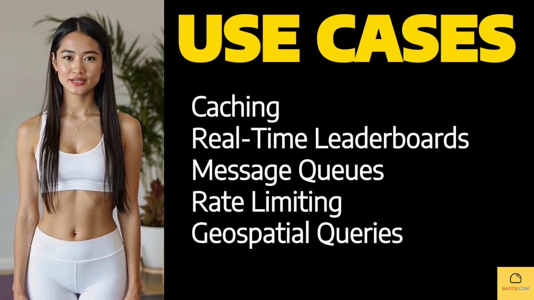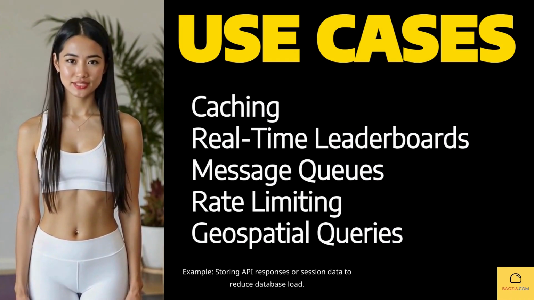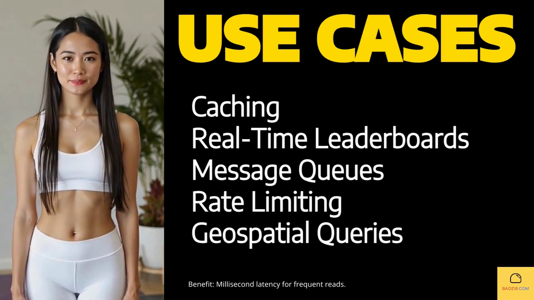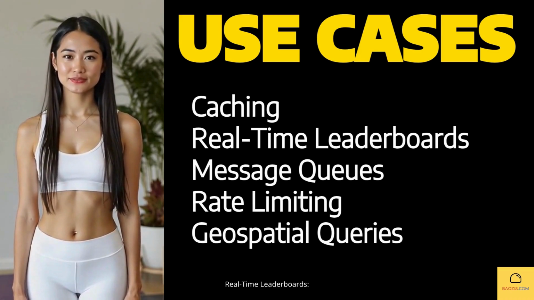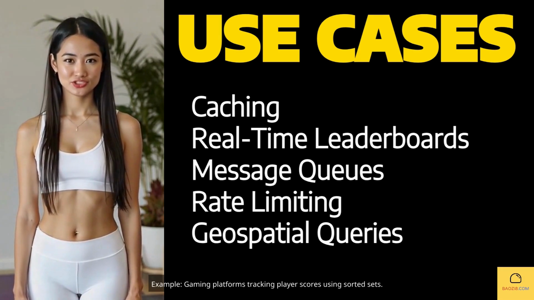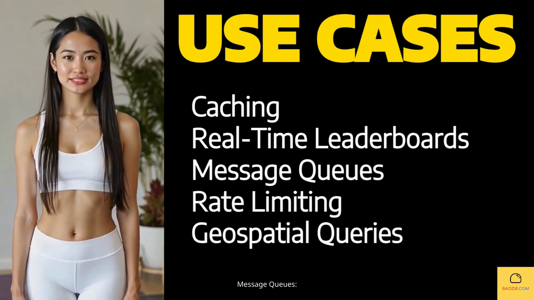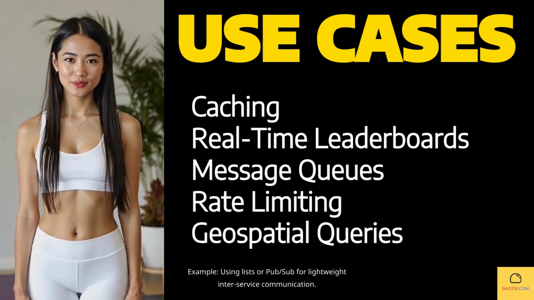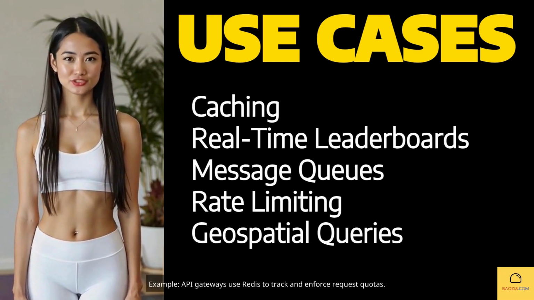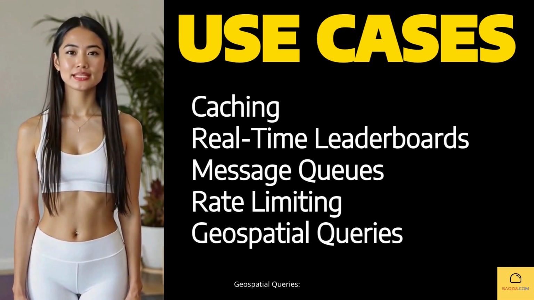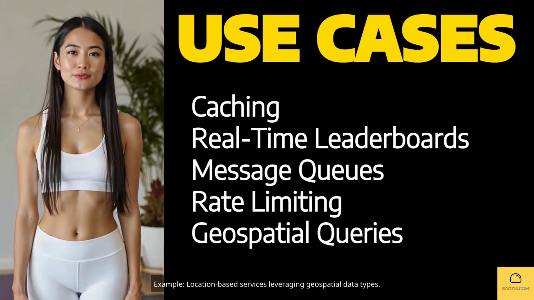Example use cases are caching. Example, storing API responses or session data to reduce database load. Benefit, millisecond latency for frequent reads. Real-time leaderboards. Example, gaming platforms tracking player scores using sorted sets. Message queues. Example, using lists or pub/sub for lightweight inter-service communication. Rate limiting. Example, API gateways use Redis to track and enforce request quotas. Geospatial queries. Example, location-based services leveraging geospatial data types.